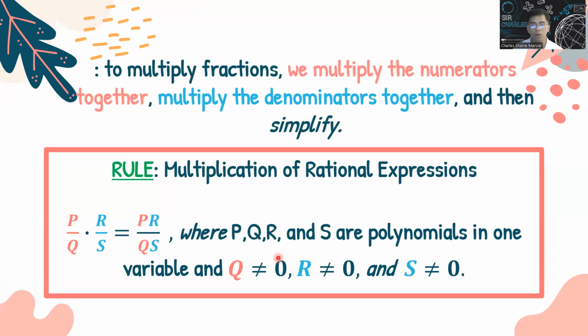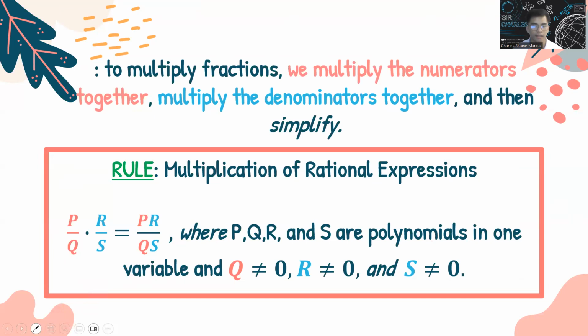Also, kailangan daw polynomials yung P, Q, R, and S natin in one variable. And the denominators, Q, R, and S, must not be equal to 0. Kailangan hindi siya mag-equal to 0. Bakit? Magiging undefined yung sagot.